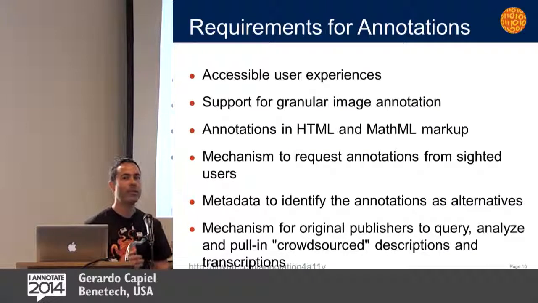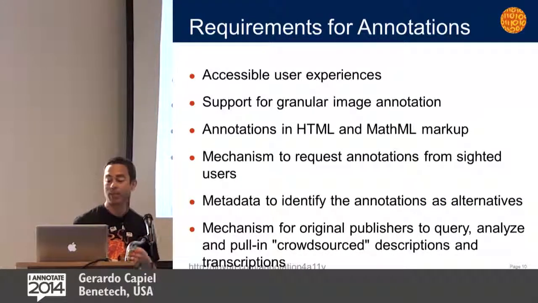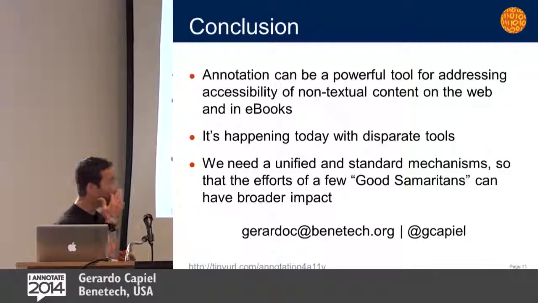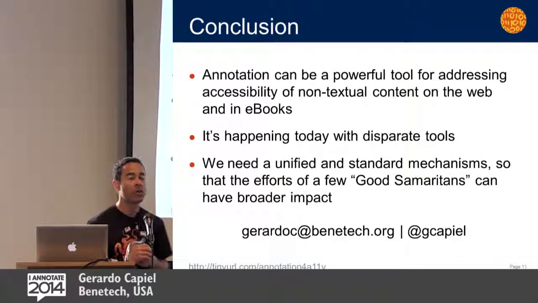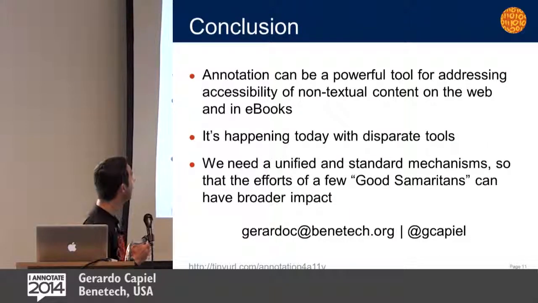And then finally, it would be great to enable publishers to query all those annotations that have been created by people as descriptions, and then decide which of those to fold back into the original content for the next revision of the textbook or book. So I hope I gave you some good examples of how annotation can be a powerful tool for addressing some of the final frontiers of accessibility.